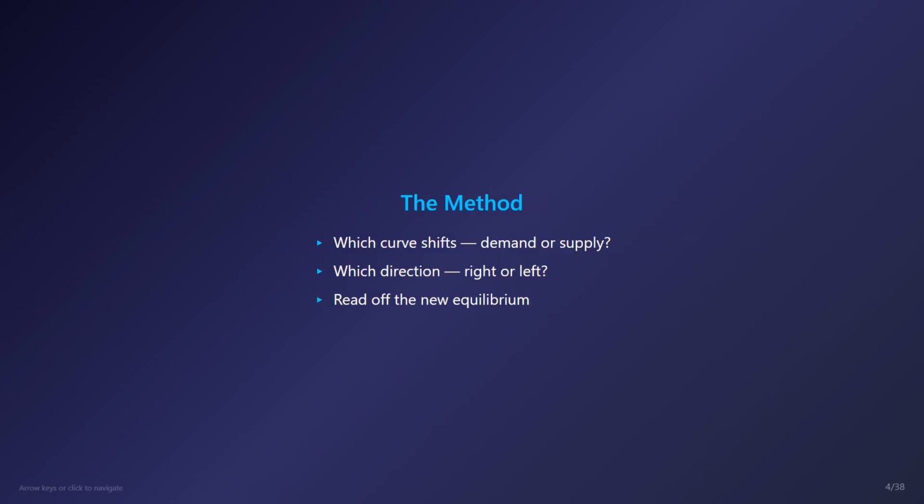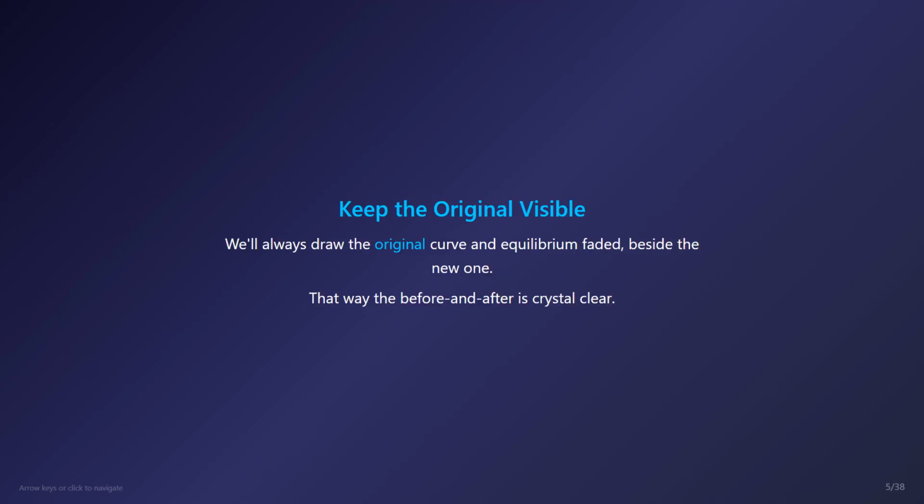The method is always the same 3 steps. First, decide which curve shifts, demand or supply. Second, decide which direction it shifts, right or left. Third, read off the new crossing point as the new equilibrium. And throughout, we'll keep the original curve and the original equilibrium drawn faintly, right next to the new one. Seeing the before and the after side by side makes the change unmistakable.